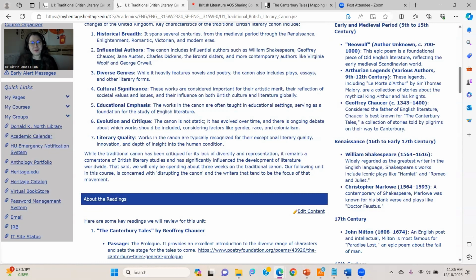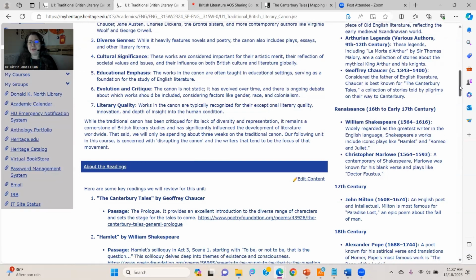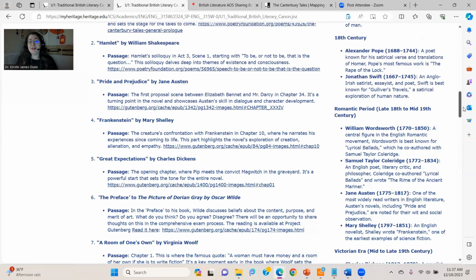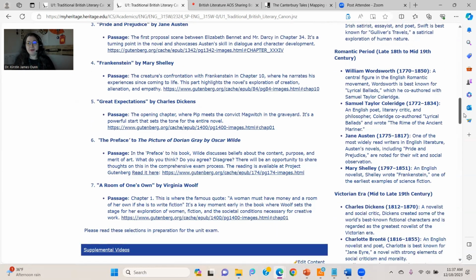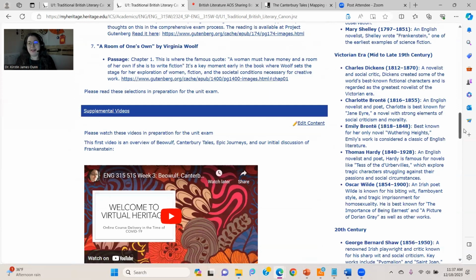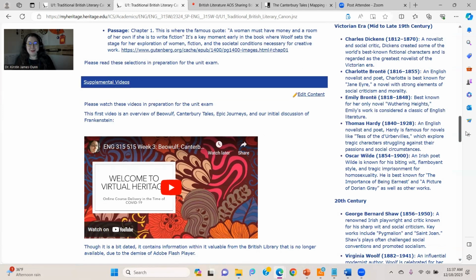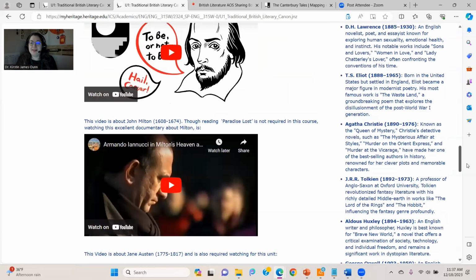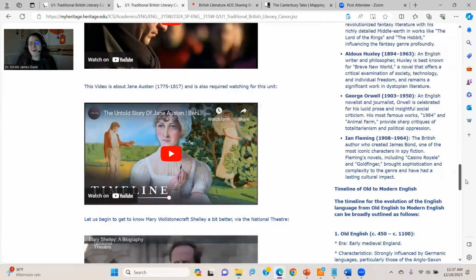Arthurian legends are highly contributed to by French troubadour traditions. To a certain extent, when we're looking at the early time period in European culture, there is a significant blending of cultures in the literature that we looked at. All right. Geoffrey Chaucer, we then go into. In the Renaissance, we have William Shakespeare and Christopher Marlowe, 17th century John Milton, 18th century Alexander Pope and Jonathan Swift are noted. In the Romantic period, Wordsworth, Coleridge, Austen, Shelley. Victorian era, Dickens, Bronte, Emily Bronte and Charlotte are listed, notably out of the Bronte sisters. Thomas Hardy, Oscar Wilde, George Bernard Shaw. In the 20th century, along with Virginia Woolf, D.H. Lawrence, T.S. Eliot, Agatha Christie, Tolkien, Huxley, Orwell, and Ian Fleming.